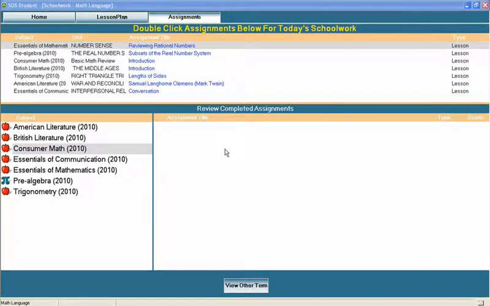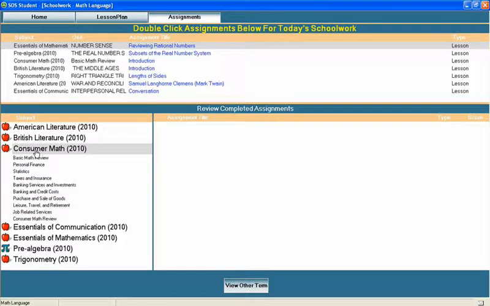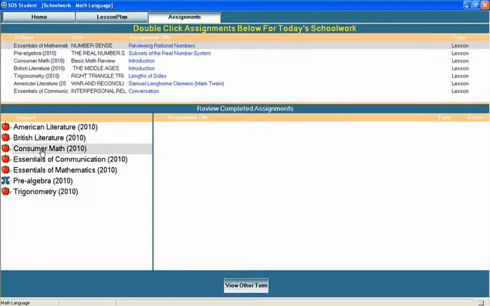Welcome to Switched On Schoolhouse Consumer Math. In this one-credit high school math elective, your students will study units that cover math concepts such as personal finance, taxes and insurance, banking and credit costs, leisure, travel and retirement, and much more. Now let's take a look at a consumer math lesson to see how topics like these are covered.